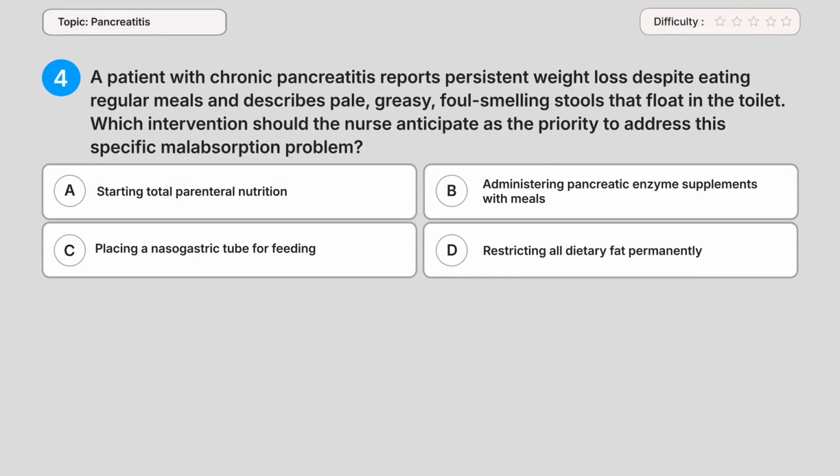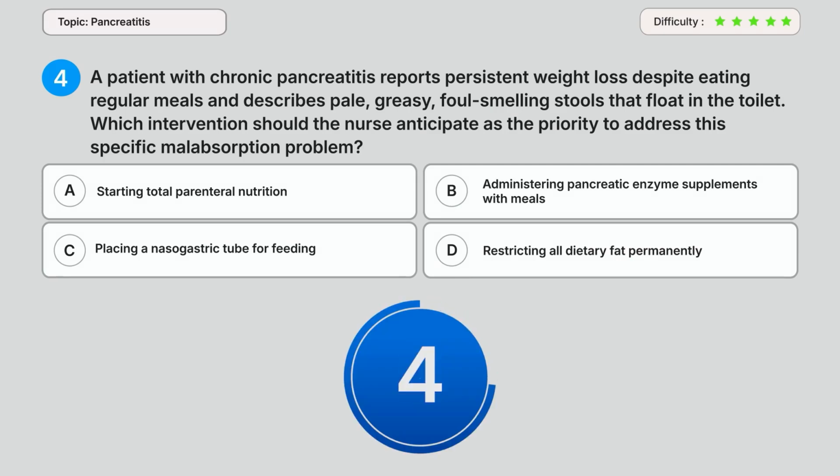4. A patient with chronic pancreatitis reports persistent weight loss despite eating regular meals and describes pale, greasy, foul-smelling stools that float in the toilet. Which intervention should the nurse anticipate as the priority to address this specific malabsorption problem? A. Starting total parenteral nutrition. B. Administering pancreatic enzyme supplements with meals. C. Placing a nasogastric tube for feeding. D. Restricting all dietary fat permanently. Do you know the answer?